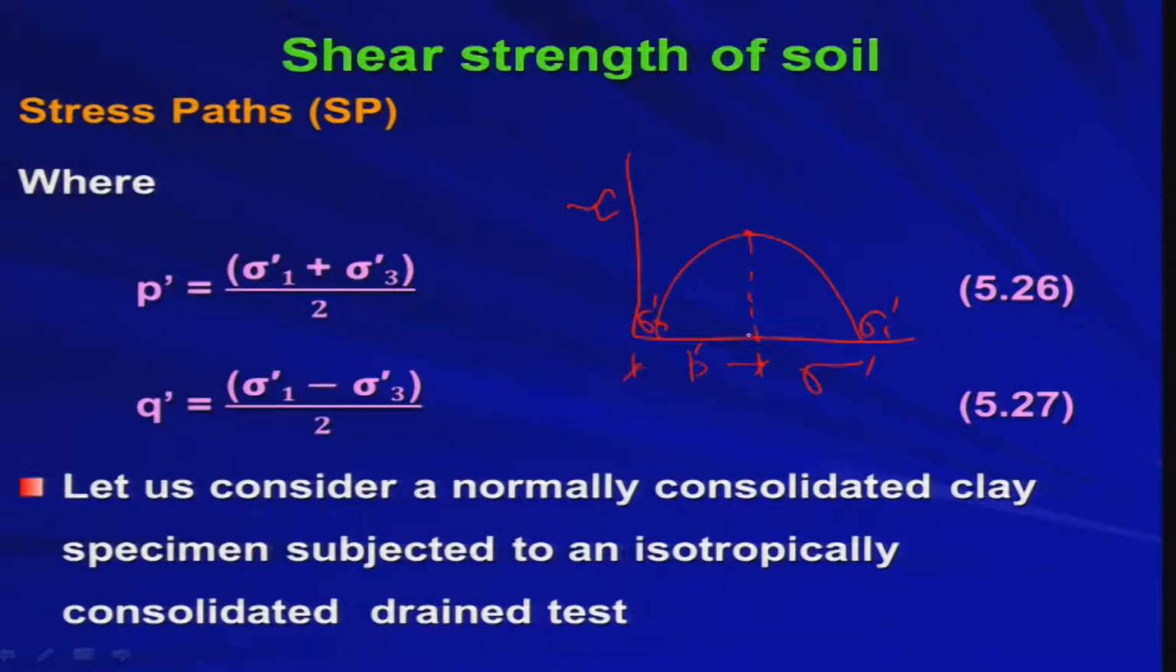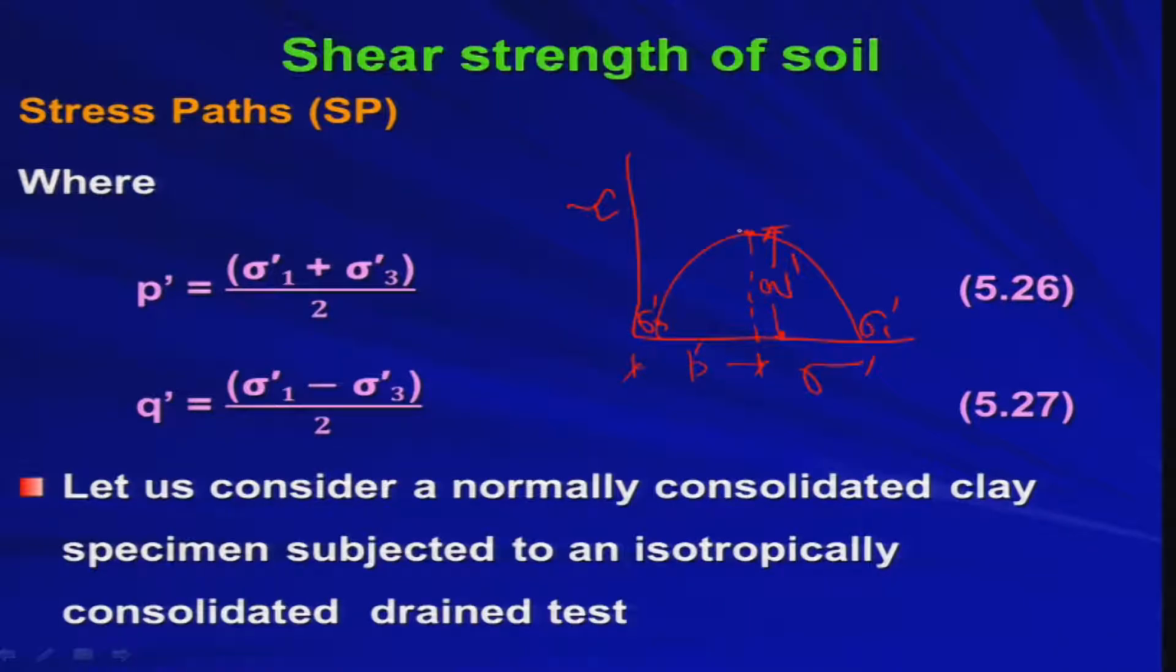Similarly, what is q prime? q prime is sigma 1 prime minus sigma 3 prime by 2. That is nothing but the radius of the Mohr circle. So, that is why this p prime and q prime indicate the highest point of the Mohr circle. The highest point is lying here only.